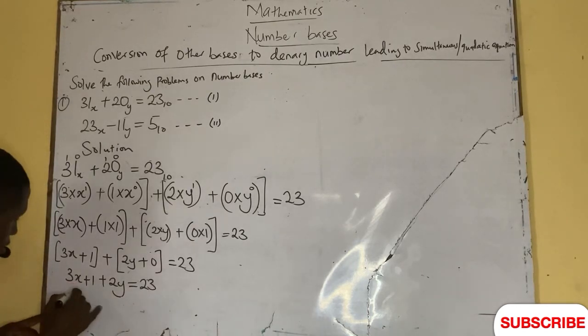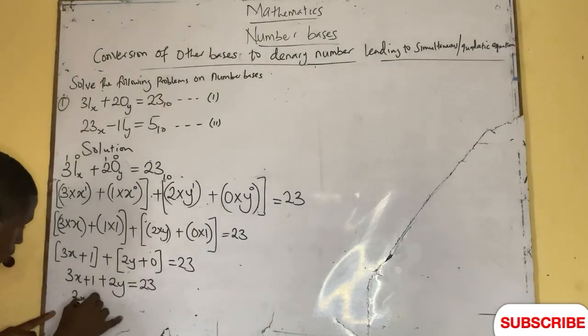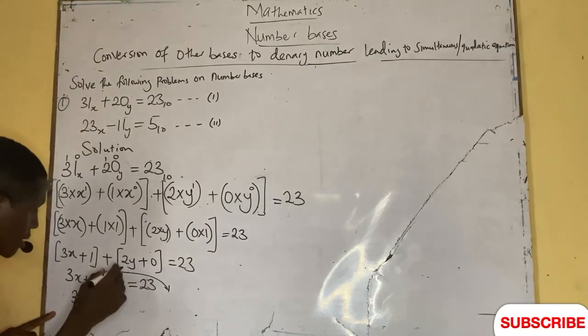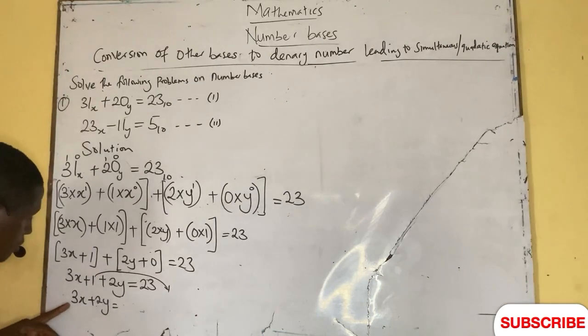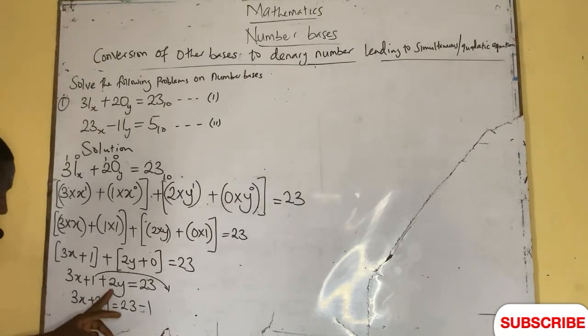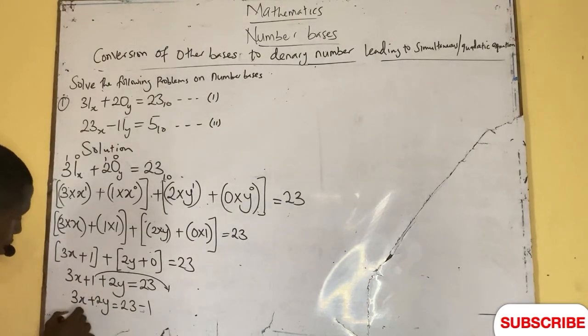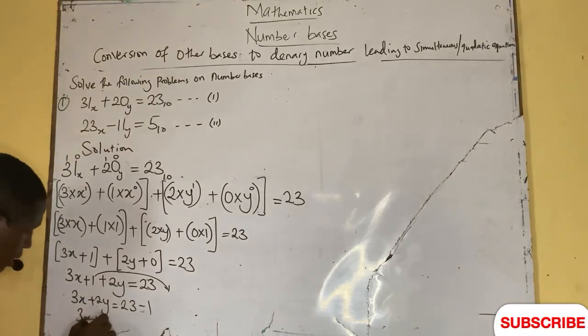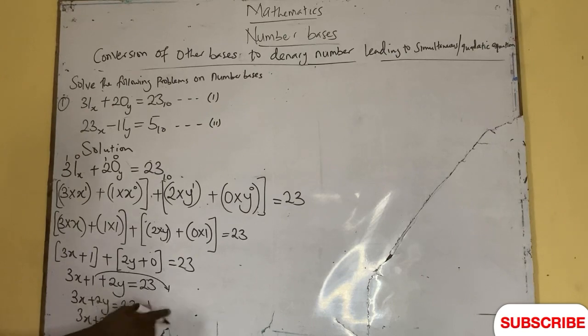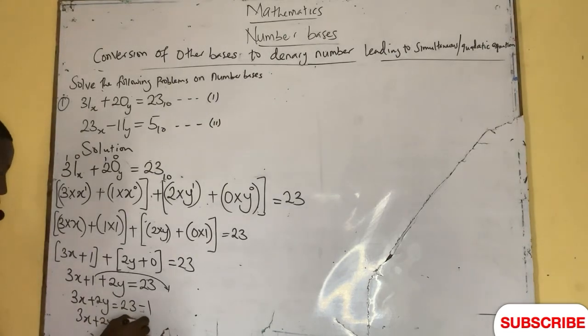So we have 3x now plus 2y. You transfer the other one, this one, to the other side. So when you transfer it to the other side, what do you get? You get 23 minus 1. So 3x plus 2y equal to 23 minus 1. So we have 3x plus 2y equal to what? 23 minus 1 is what? 22.